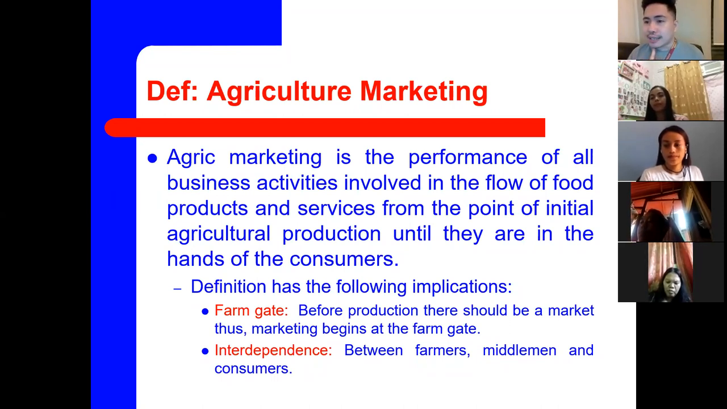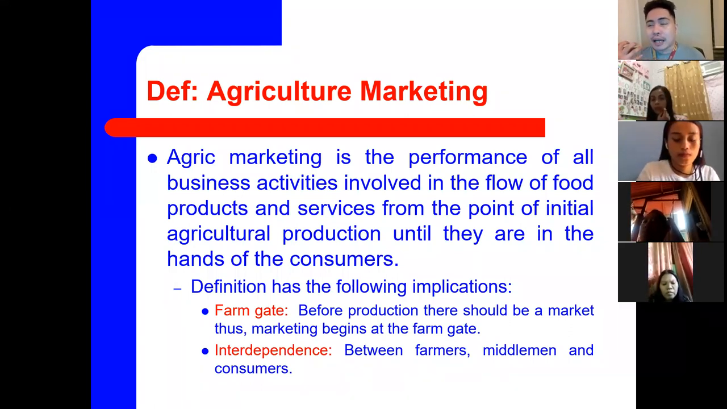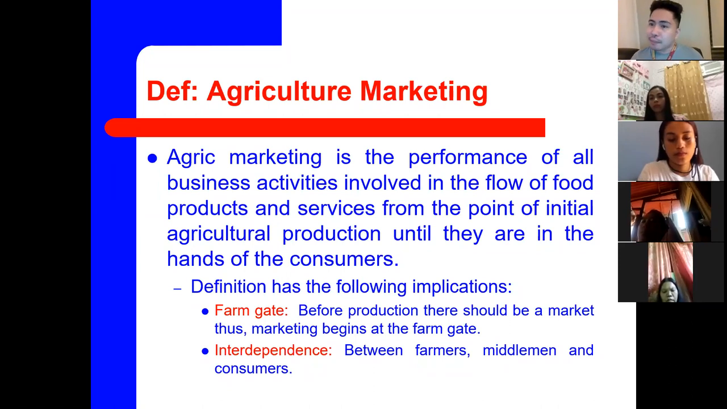So second one is interdependence. When you say interdependence, it's between farmers, middlemen, and consumers. You as a businessman, you as a marketing practitioner, you do not really depend on your own. You need a network of people that can actually help you distribute your products. Kaya importante na kapag marketing ka, marami kang contacts.